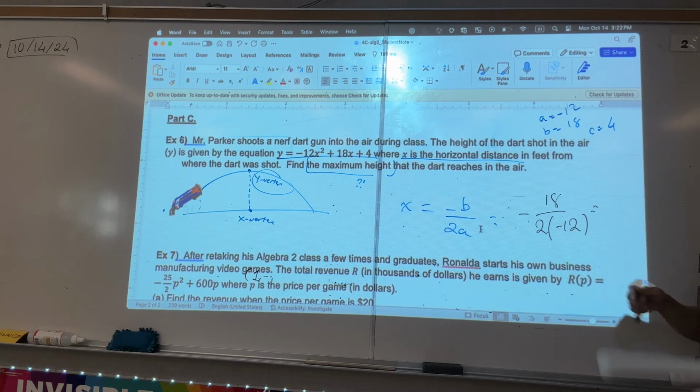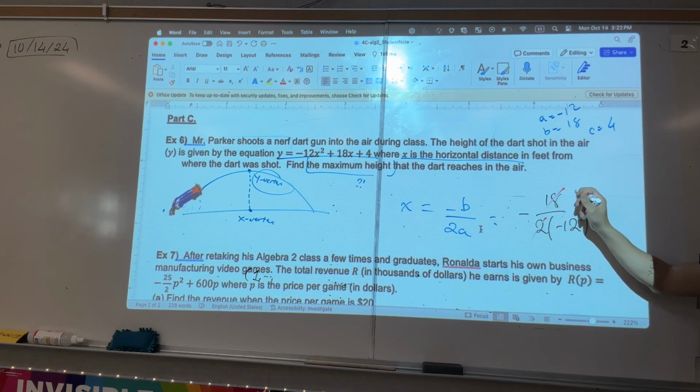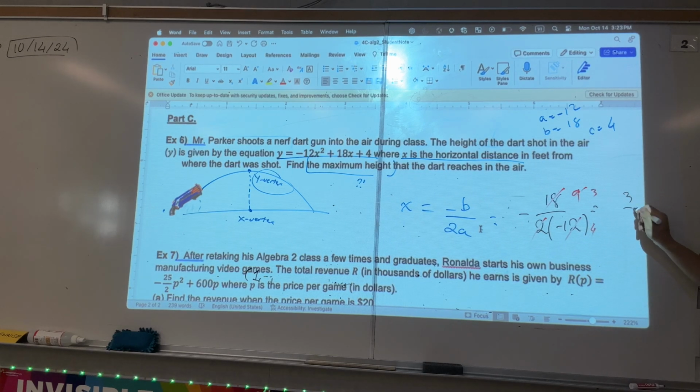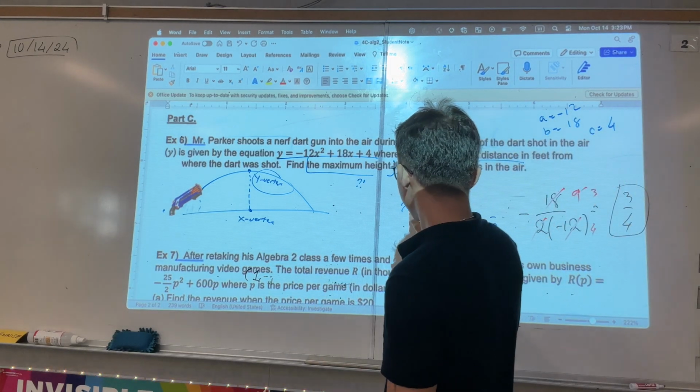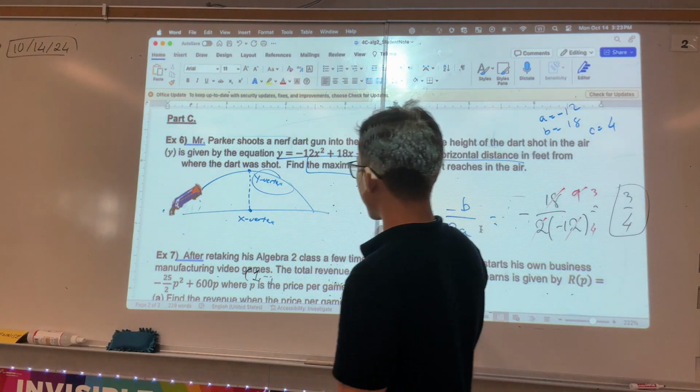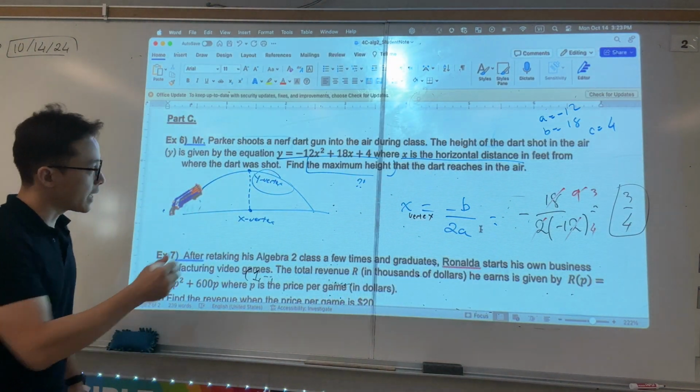So I'm gonna do quick. 18 divided by 2 is 9, and then they both can be divided by 3. So this divided by 3 is 3, divided by 3 is 4. So 3 over 4. How many negative signs? 2. So they become positive. So 3 over 4. But is that what they're asking for? No, they're asking for the y vertex. When you know the x vertex, how do you find the y vertex? You plug it in. Very good.